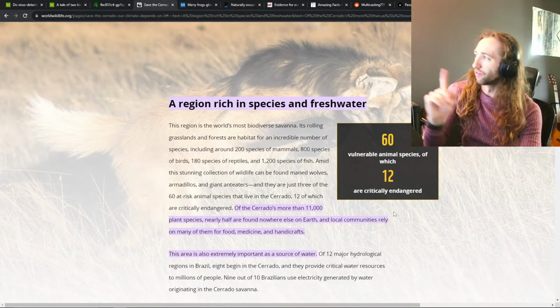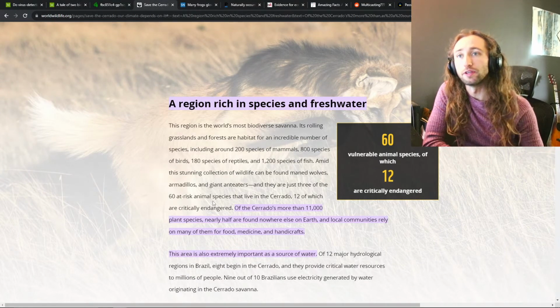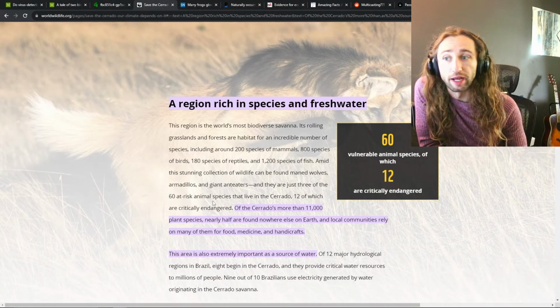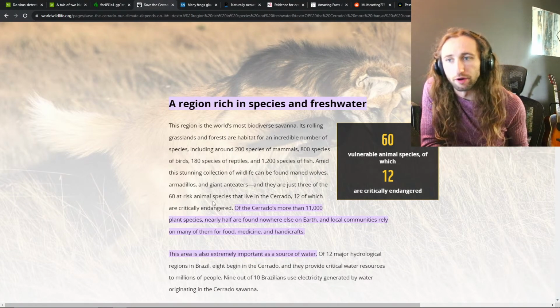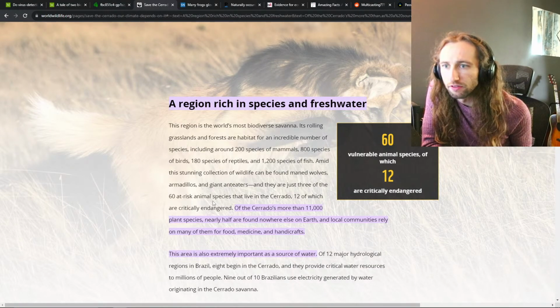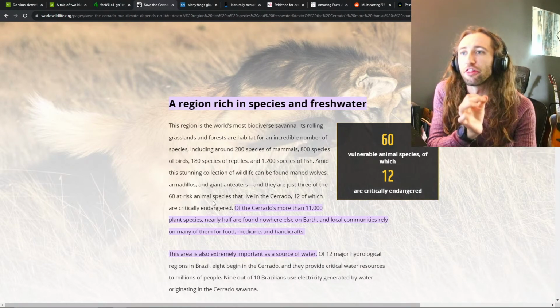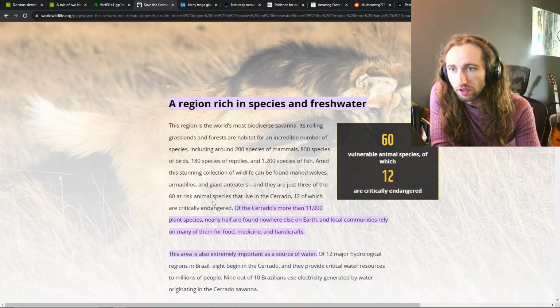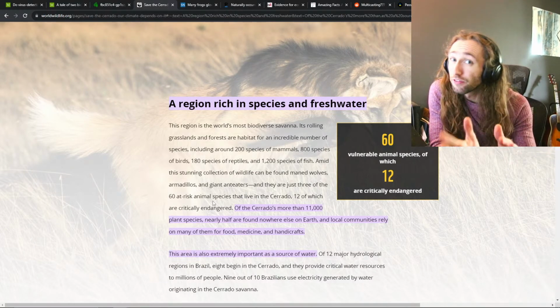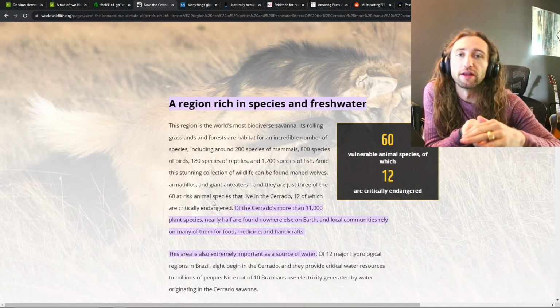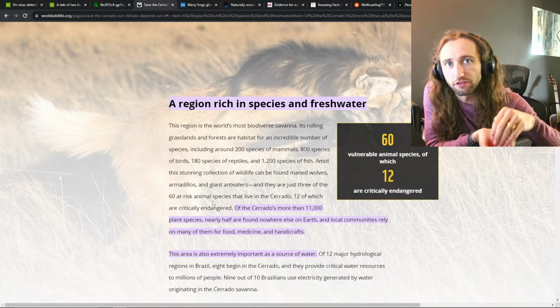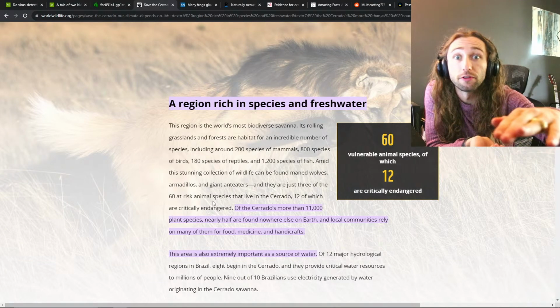There we go. This is what I was looking for. 200 species of mammals, 800 species of birds, 180 species of reptiles, 1,200 species of fish, 11,000 plant species found, where half of those are found nowhere else on this planet. Think about that. There are thousands of species in the Cerrado found nowhere else.